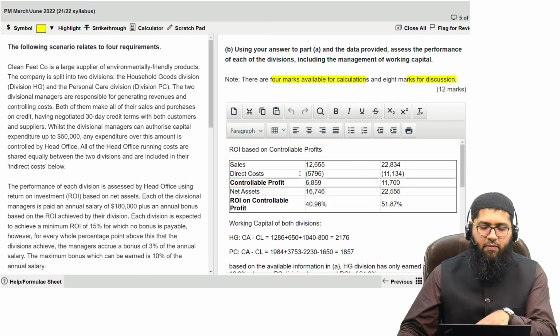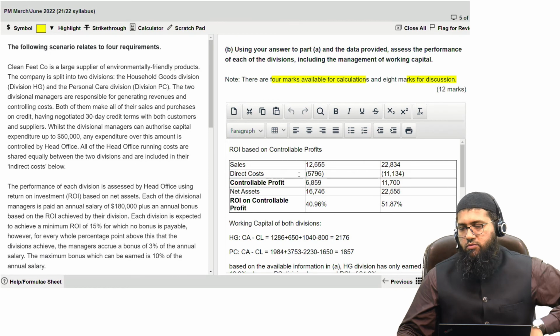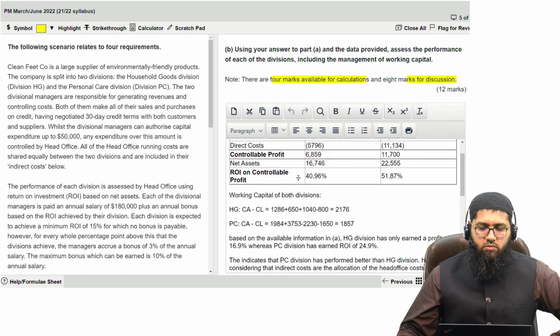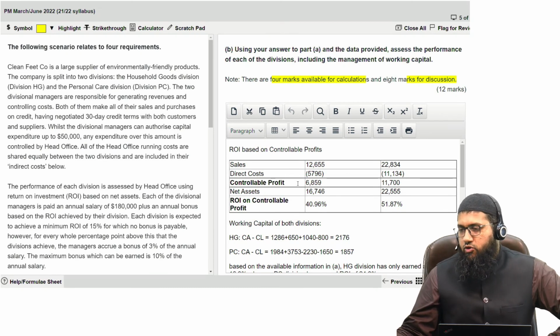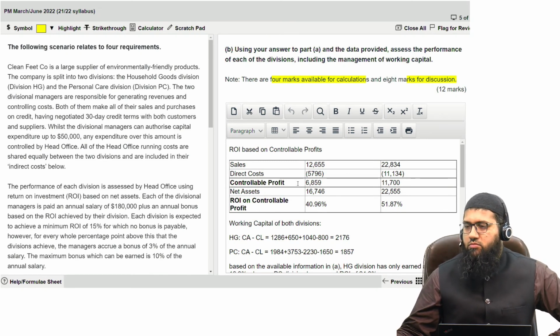And I've actually done this controllable profit calculation here also, because this part is giving me an open invitation to write down whatever I wish to write down.